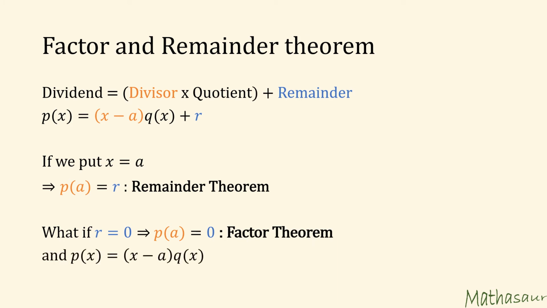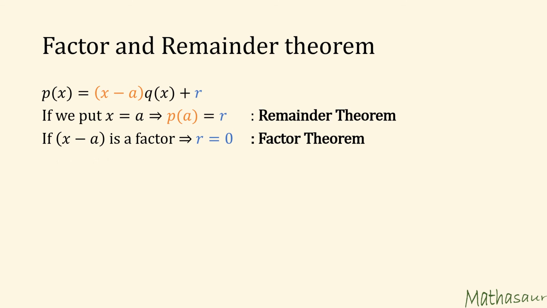So we could write p of x equals x minus a times q of x. Now here x minus a would be a factor of p of x. Similarly, q of x or the quotient would also be a factor of the polynomial p of x, and the remainder would be 0. So the factor theorem tells us that when r equals 0, then we obtain the factors of the polynomial.